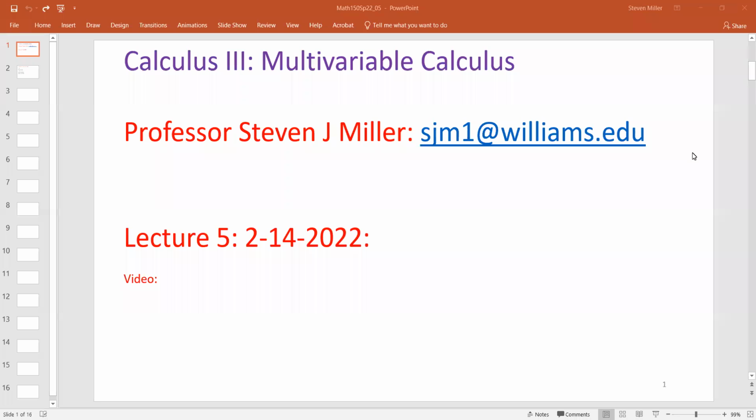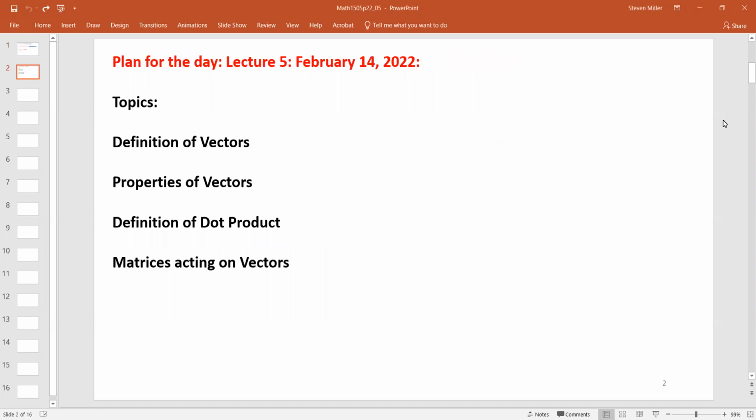All right, so welcome to Math 150 Calc 3. This is going to be lecture 5. And so what we're going to do today is we're going to start talking about vectors and the basis for multivariable calculus. So we'll talk a little bit about vectors, properties of vectors, briefly mention what the dot product is, although we've already seen that, and then talk a little bit about matrices acting on vectors.